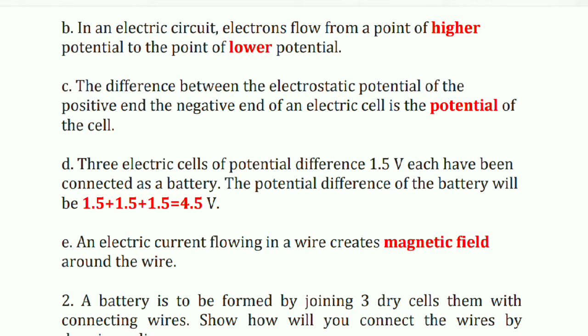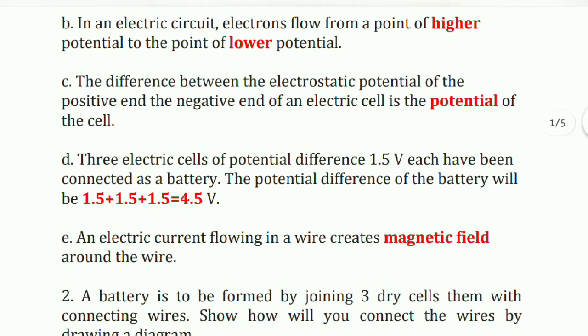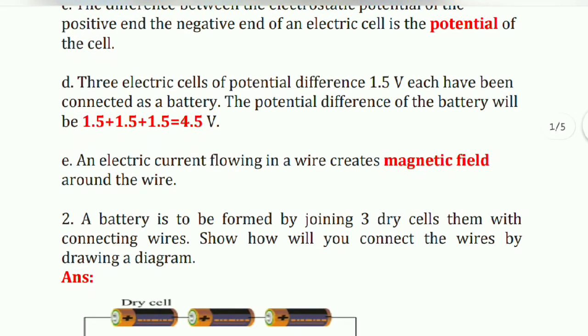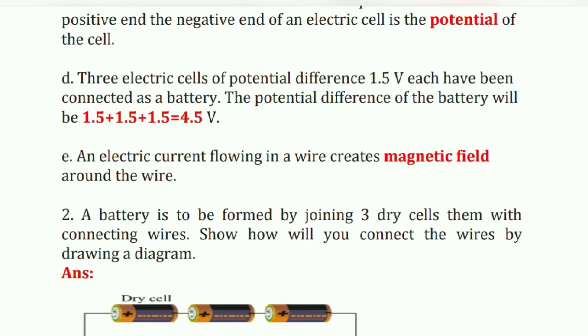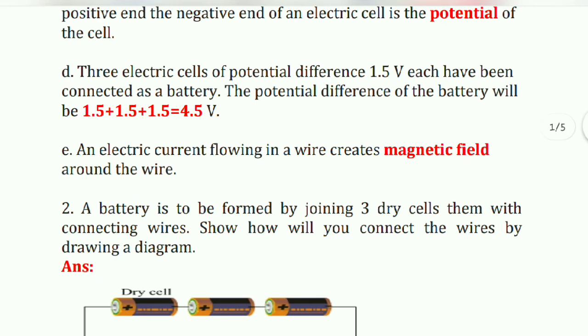Third question, the difference between the electrostatic potential of the positive end and negative end of an electric cell is the dash of the cell. So it is the potential of the cell. Fourth question, three electric cells of potential difference 1.5 volt each have been connected as a battery. The potential difference of the battery will be 1.5 plus 1.5 plus 1.5 is equal to 4.5 volt.